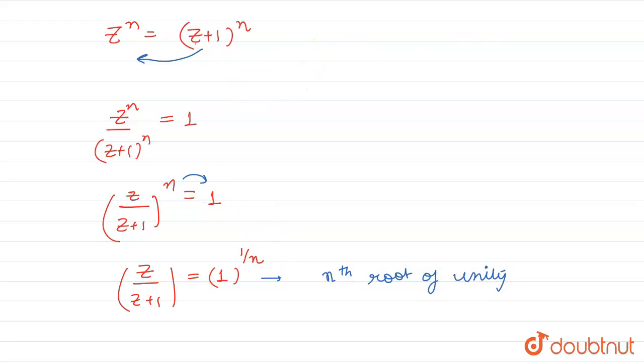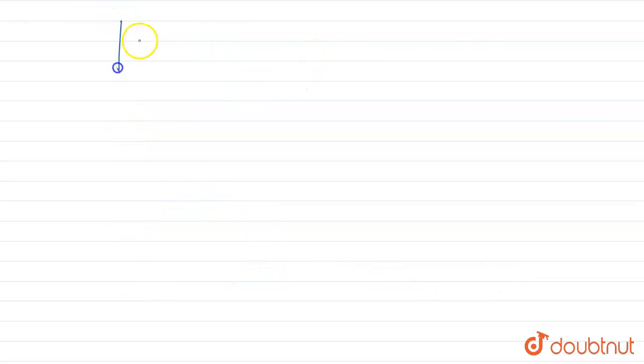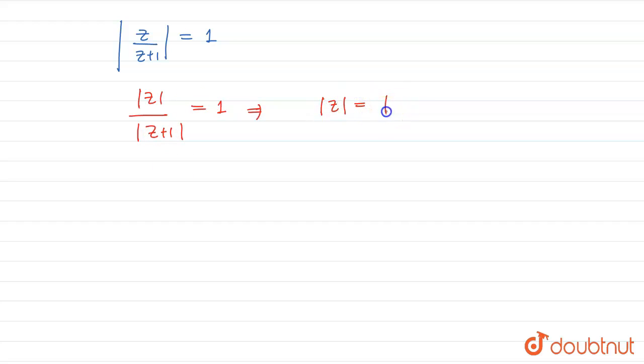So we can say that mod of z divided by z plus 1 will be equal to 1. Now we know that mod of a by b can be written as mod of a divided by mod of b, right? So using this property, we can write that mod of z divided by mod of z plus 1 is equal to 1, or it implies that mod of z equals mod of z plus 1, right?